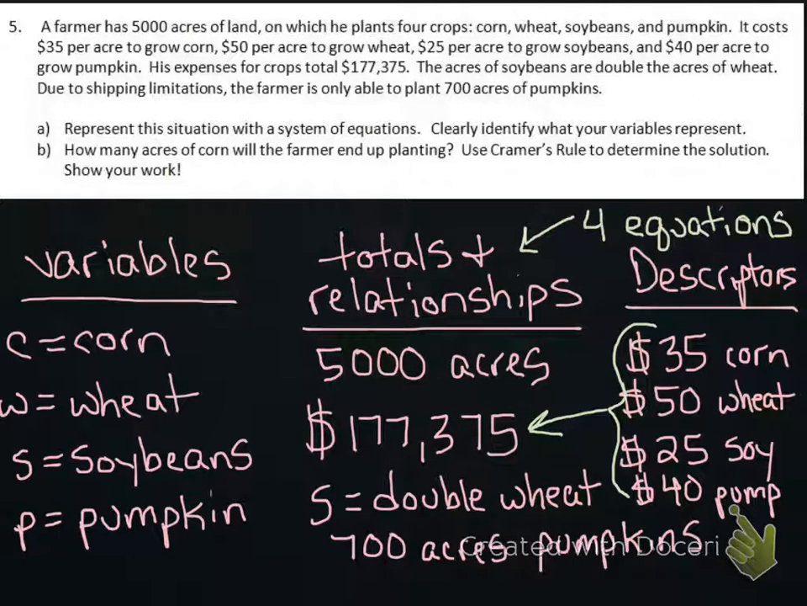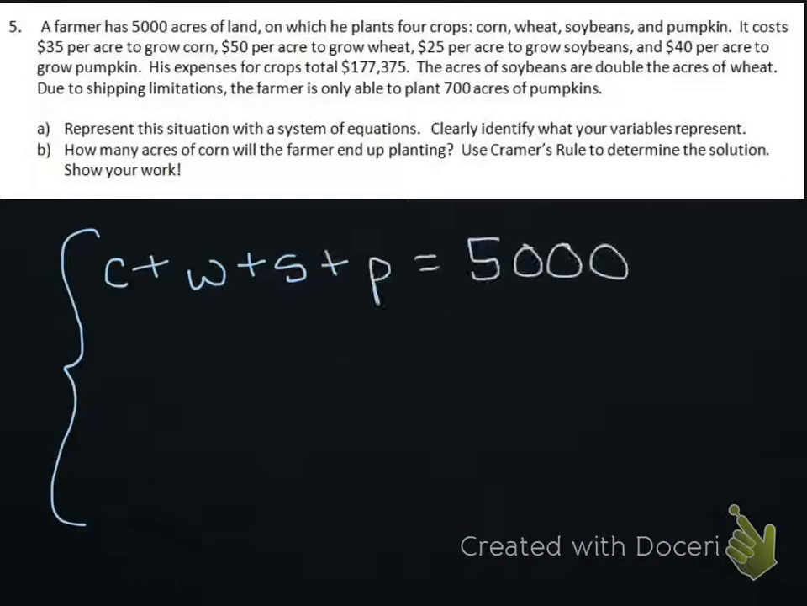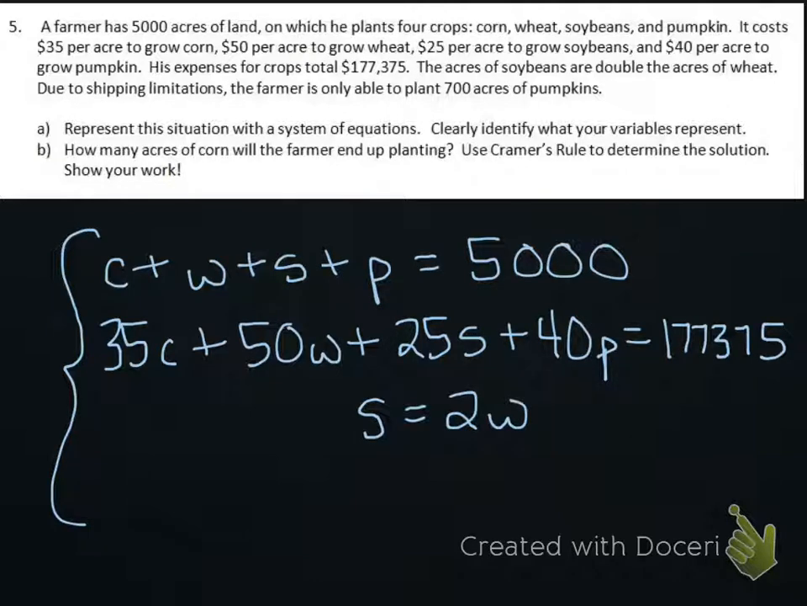Since we've got 4 totals and relationships, well, 3 totals, 1 relationship, that gives us a total of 4 equations altogether that we need to write. So our first equation will show the total amount of crops, and there's no extra descriptors needed there, so it's just the variables by themselves added together, and that gives us total acreage. The next rule with the total amount of money, that's where we do need those descriptors. We have our relationship that the soybeans have to be equal to double the acres of wheat. And then the final equation showing that just pumpkin by themselves have to be 700 acres.